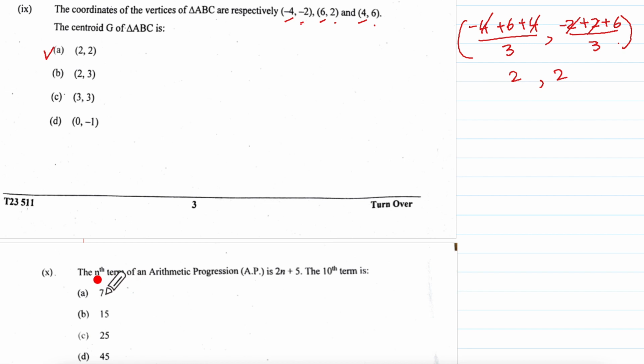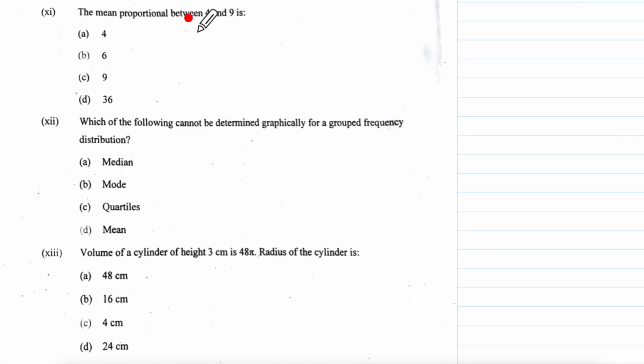10th one, the nth term of the arithmetic progression is 2n plus 5. So the 10th term will be 2 into 10 plus 5. That is going to be 20 plus 5, that is 25. That is option C. 11th one, the mean proportional between these two numbers. Now you know that mean square is equal to product of extremes, which is going to be equal to 36. So the mean will be under root of this, that will be option B, which is 6.